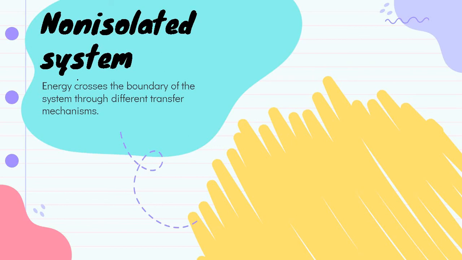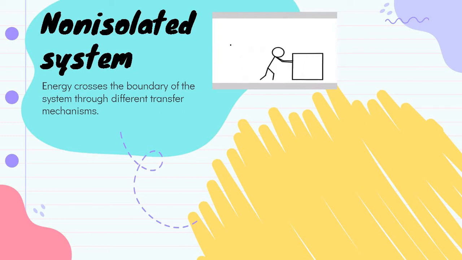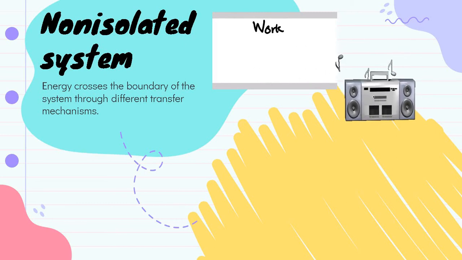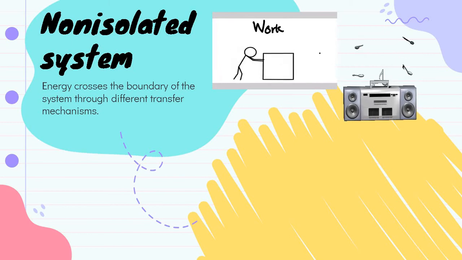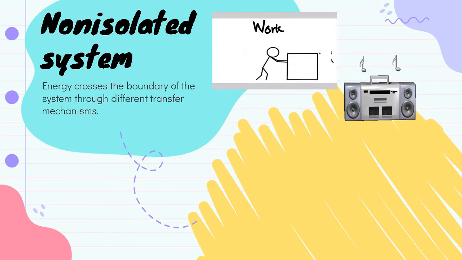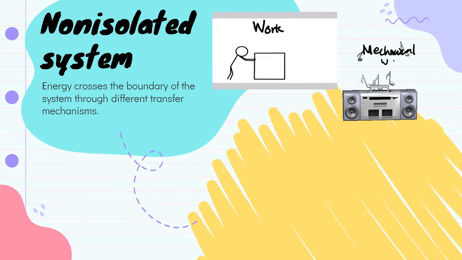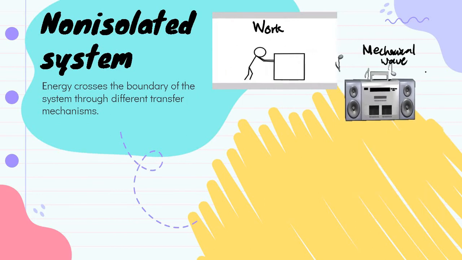A non-isolated system, again, is defined by this statement: energy crosses the boundary of the system through different transfer mechanisms. Let us identify what these transfer mechanisms are. The first one: the stickman here is transferring energy from his system to the system of the box, so through work. That is the first transfer mechanism. The second is like this one: the radio is producing sound, and sound carries energy. Sound in physics is an example of a mechanical wave. So the second transfer mechanism is through mechanical waves.